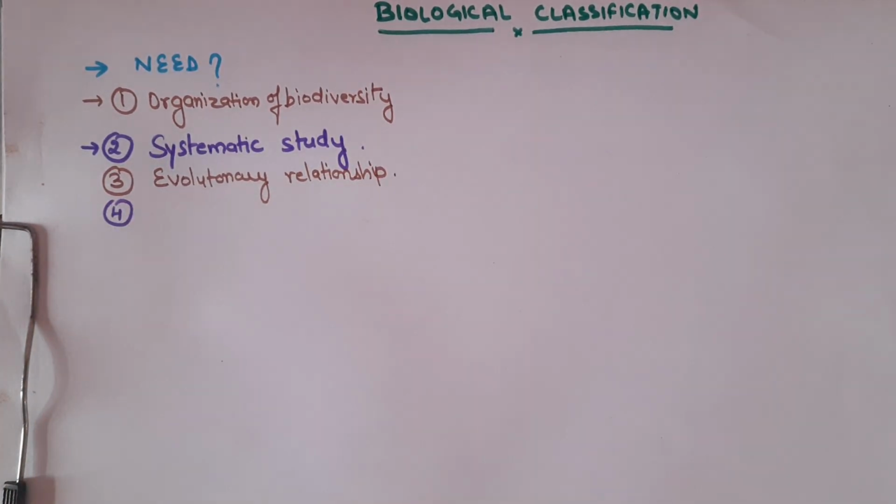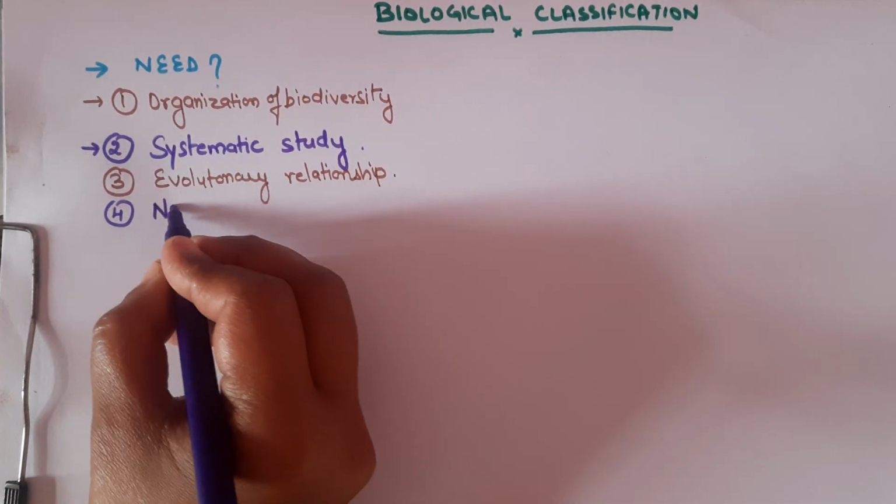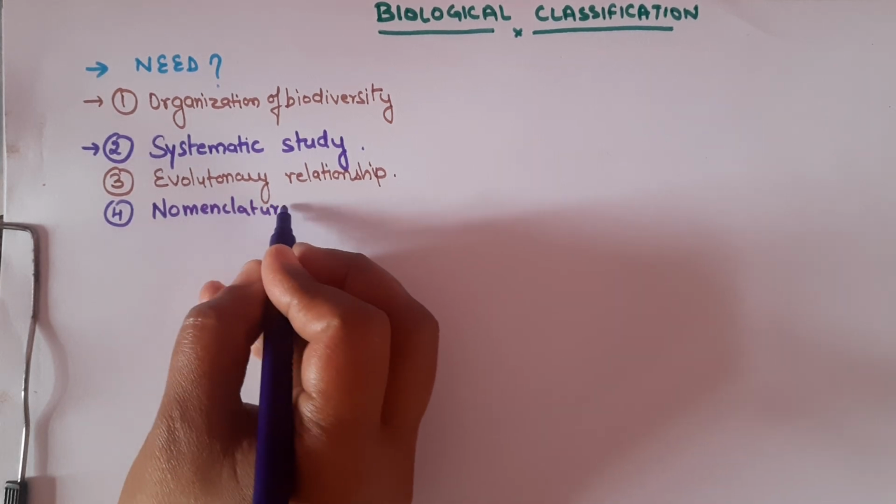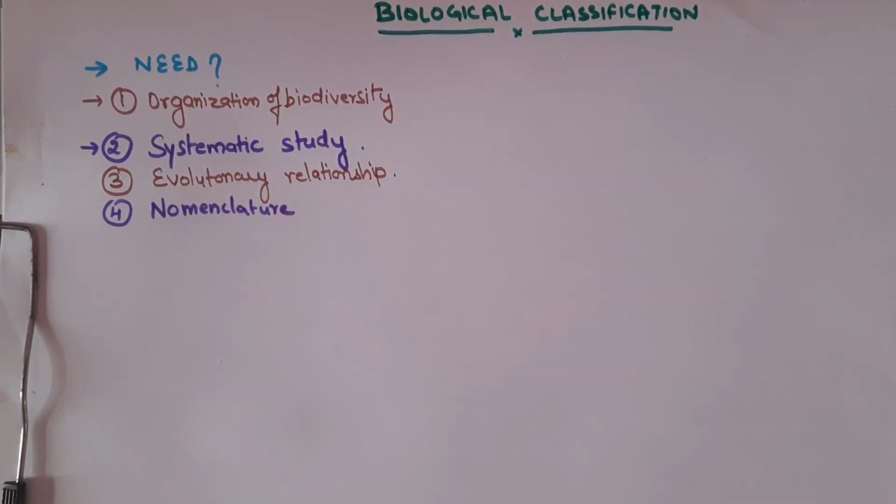And fourth, because we have so many different organisms, to avoid any confusion we need to assign a scientific name to each organism. So for nomenclature purposes also we need a proper biological classification. Now let's move on to our current topic today, biological classification.